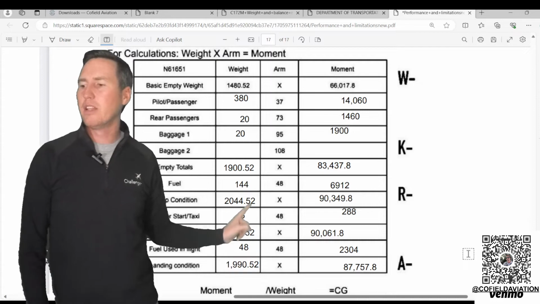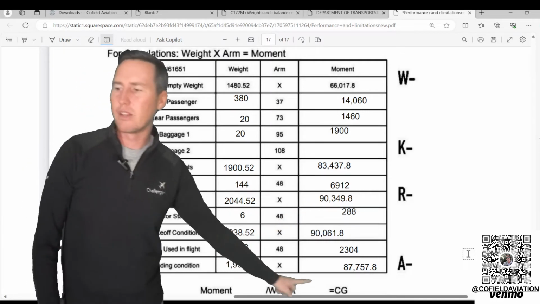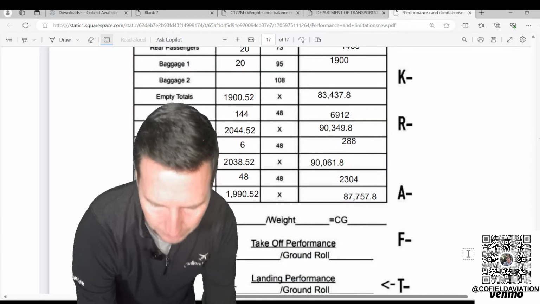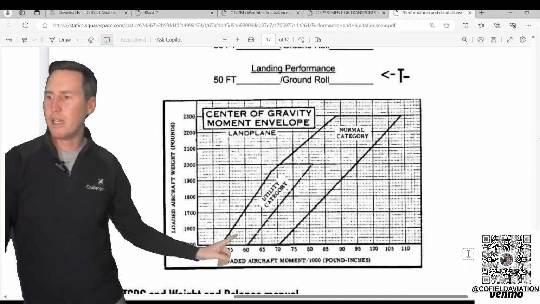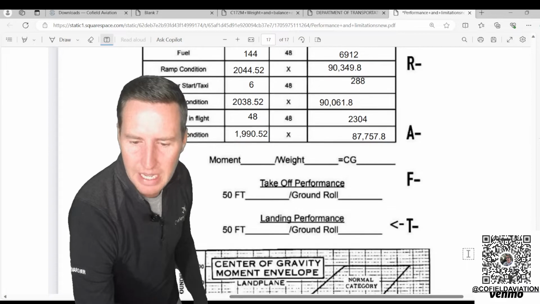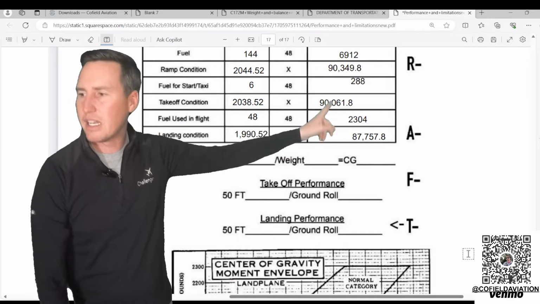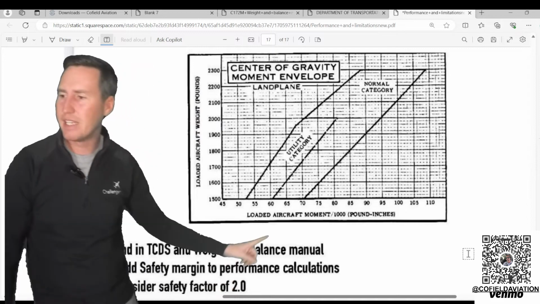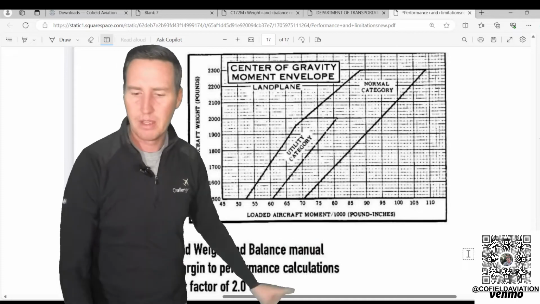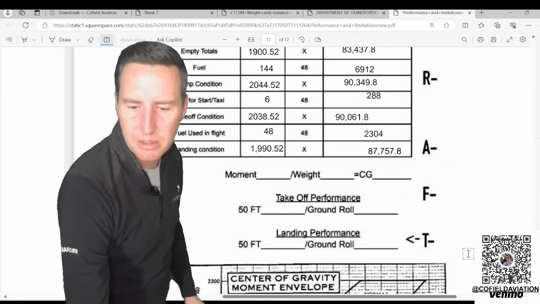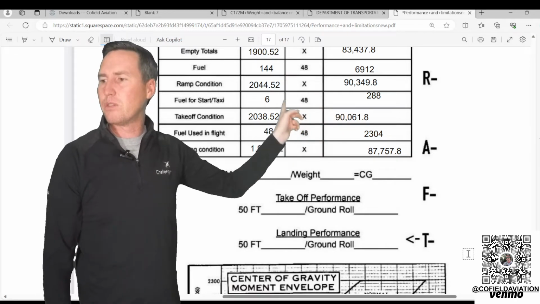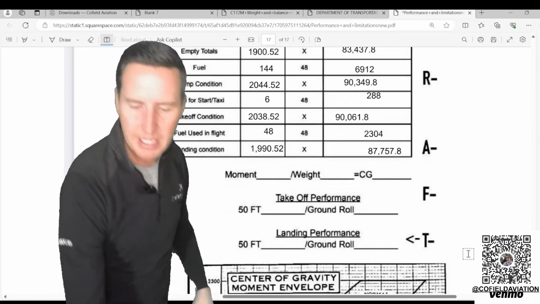Okay, so we're going to mark the ramp condition and then we're going to mark the landing condition and make sure we stay in that center of gravity envelope. So we have this beautiful little envelope that's just below where we calculated that. So let's see, we're going to go 90,349. Now, an important fact here is that this is moment divided by 1,000. Make sure that we are dividing that by 1,000. So basically, we're just going to say this is 90.3. All right. So we'll go 2,050 and 90.3.